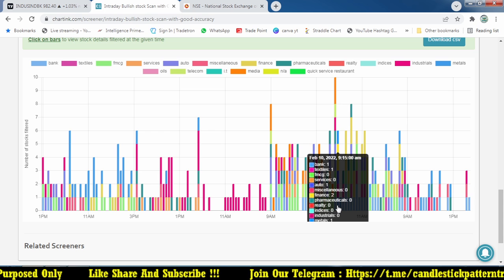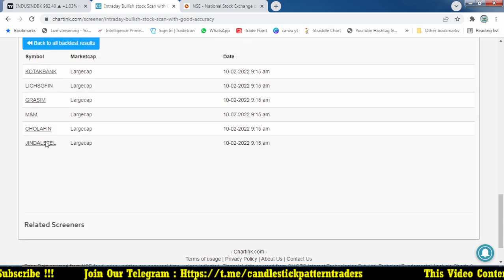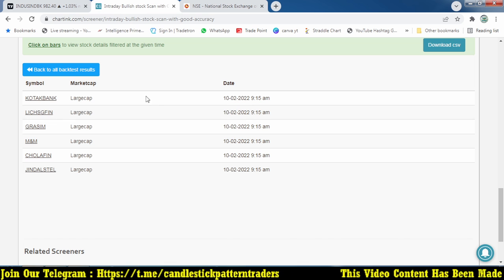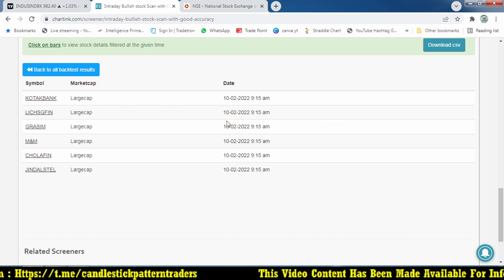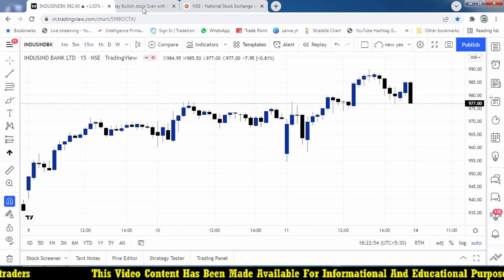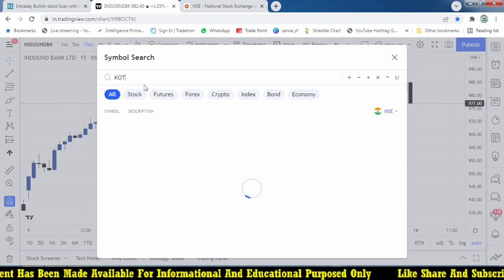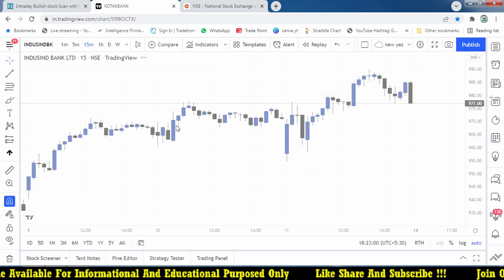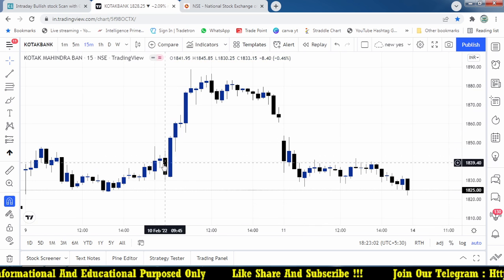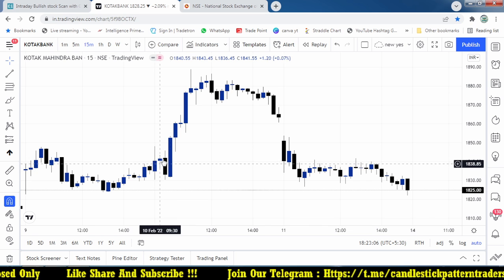This is happening by 9:50 on February 10th. Kotak, LIC, Grasim, M&M, Cholamandalam Finance, six stocks in all. On the 10th of this month, these are the stocks for bullishness. First one is Kotak Bank. Let's see what Kotak Bank has given. Kotak Bank gave you the entry opportunity at 9:30. This is the first candle at 9:15 on 10th February. Then it is moving up.